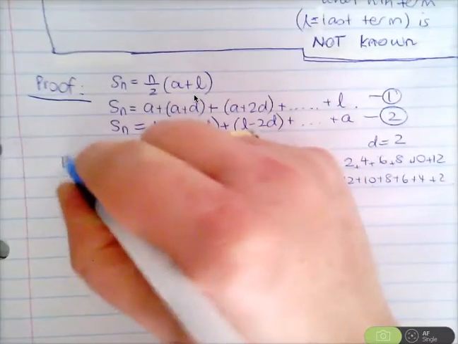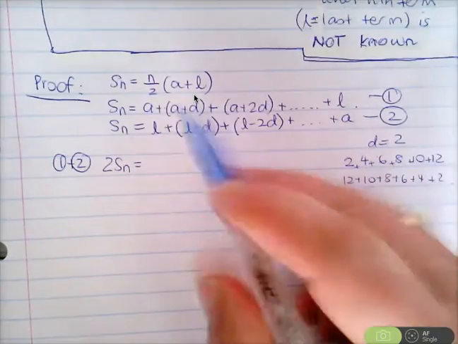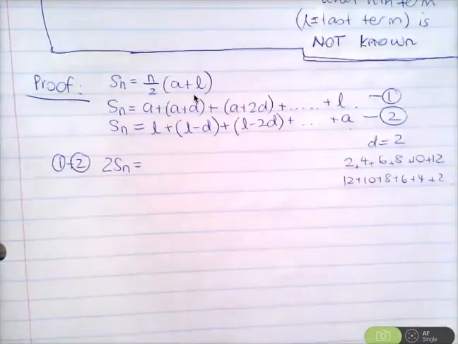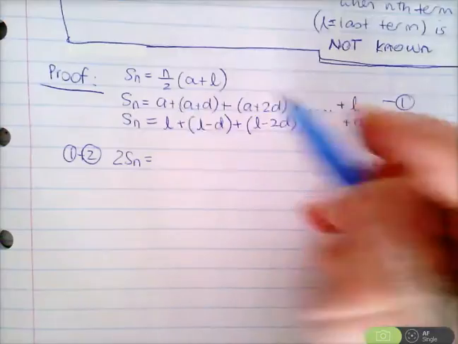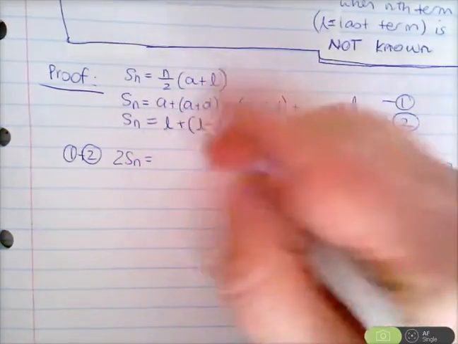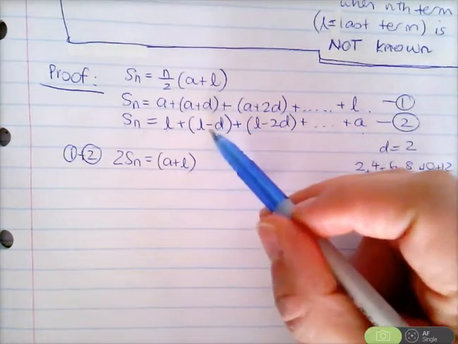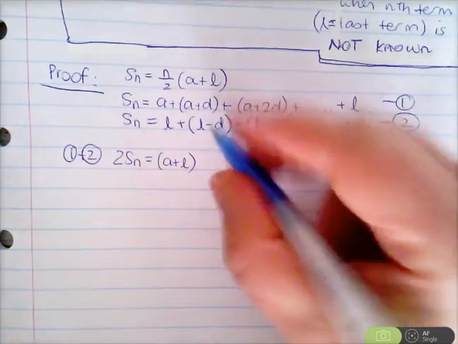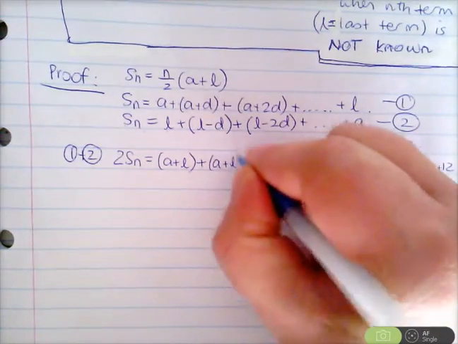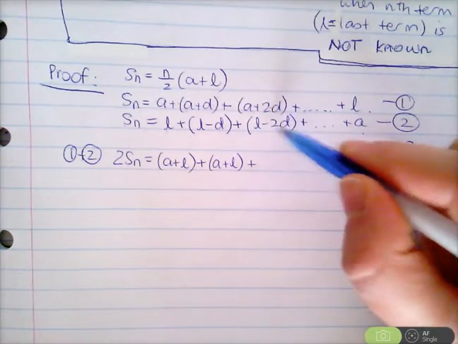Now, if I do equation 1 plus equation 2, I get 2 lots of S n equal to the following. If I add the first two terms, S n and S n, I get 2 S n. a plus l gives me a plus l. If I add a plus d plus l minus d, the plus d and minus d cancel, and I get a plus l again. Same with these next two terms, a plus 2d plus l minus 2d.